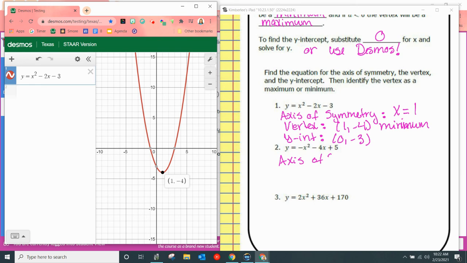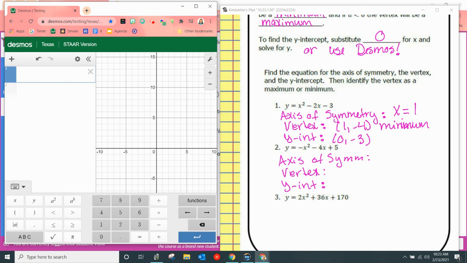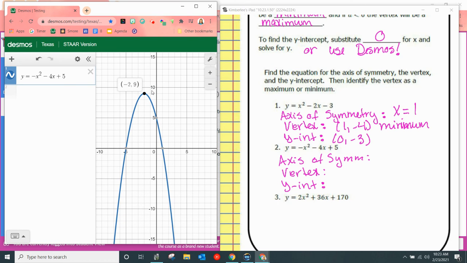I'm going to let you do the third one. So I want my axis of symmetry, I want the vertex, and I want my y-intercept. Okay, while my iPad's catching up, I'm going to go ahead and type this one in. So we have y equals -x squared minus 4x plus 5. Oh, so this one's different. This one has a maximum this time. It looks like a mountain.